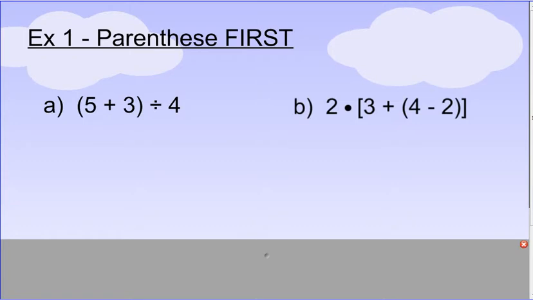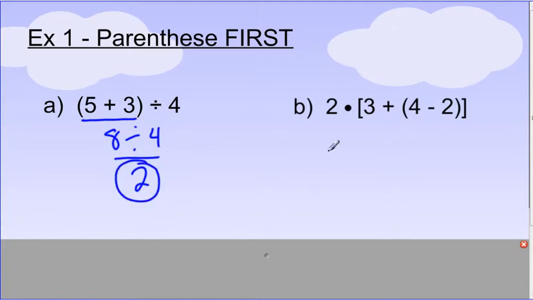Letter A. Now here we have parentheses. So you do the math inside the parentheses first. Write down the rest of the problem. Then do your next step. There's only one step left to do. It's division. So we take 8 divided by 4 and we get 2.